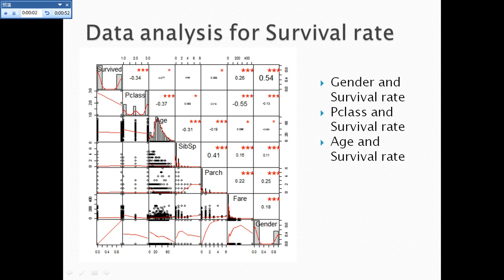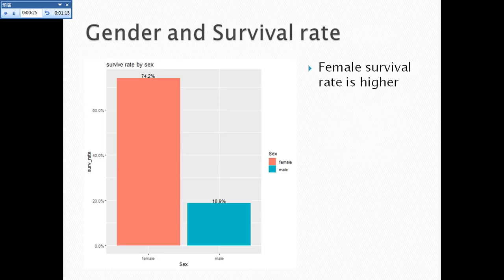Let's move on to the second part, data analysis for survival rate. This diagram illustrates the correlation between variables. Based on this diagram, I picked out 3 key points related to the survival rate: gender, P-class, and age. Let's analyze gender and survival rate first.